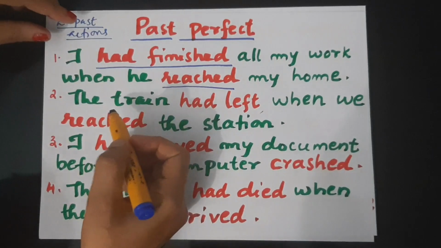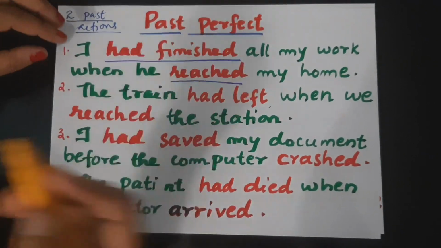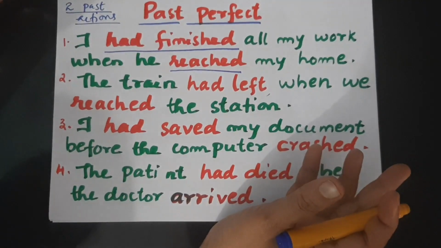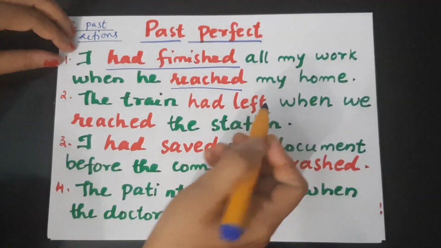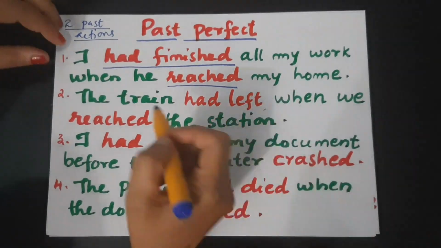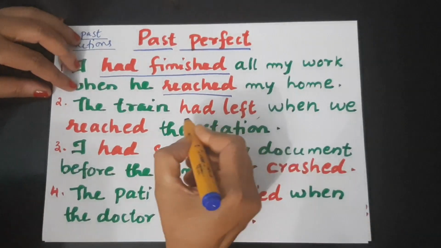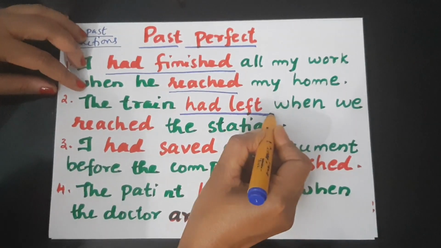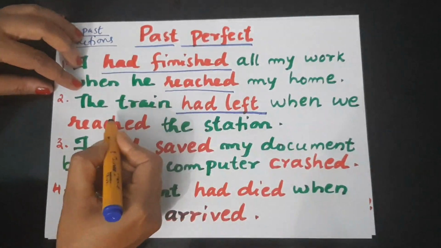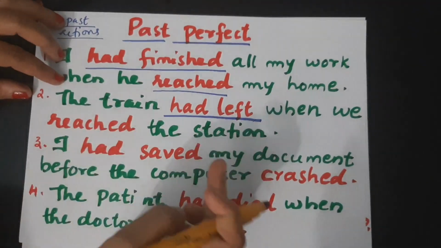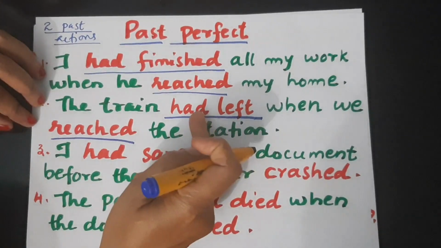Next one. The train had left when we reached the station. Two past actions are here again. The train left the station. We reached the station. Which action happened first? The train left. That's the first completed action. So for the first completed action, you can use past perfect tense. That's why the train had left, because this is the first completed action. That's why we used past perfect here. The train had left when we reached the station. After that only we could reach the station. So here only simple past, here past perfect.